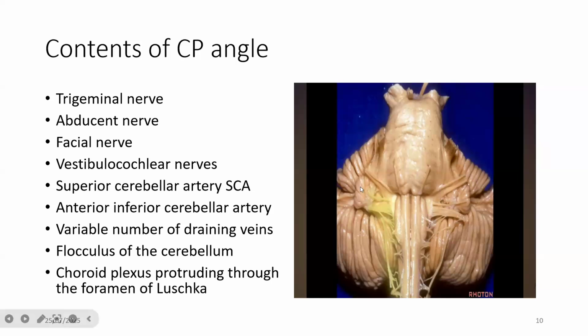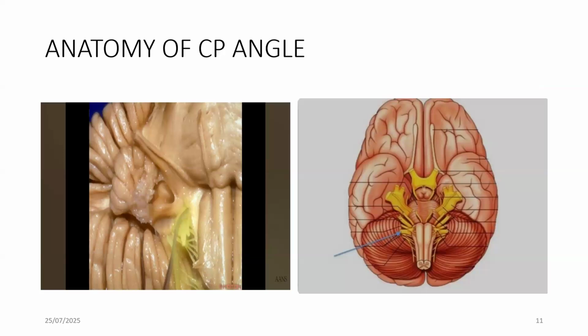In this image, you can see the flocculus of the cerebellum, where my cursor is, and then the choroid plexus protruding through the foramen of Luschka. Just anterior to the flocculus, you can see a transparent substance. That's the choroid plexus of the fourth ventricle that is protruding through the foramen of Luschka. Now, this is a magnified image to better explain the structures that are present in the CP angle.